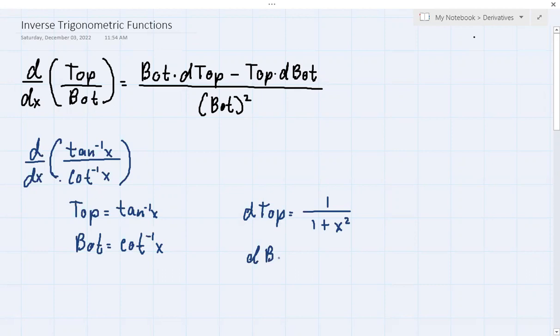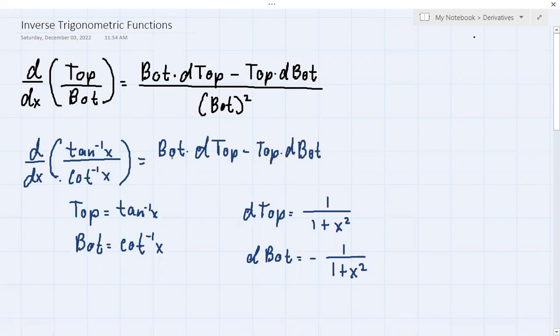The next derivative ng bottom, the same lang sila ng arctangent pero negative lang siya. So magiging negative 1 all over 1 plus x squared. So now let's substitute the formula. We're going to put the formula here. So formula, once again, it is bottom times derivative ng top minus top times derivative ng bottom all over square ng bottom.